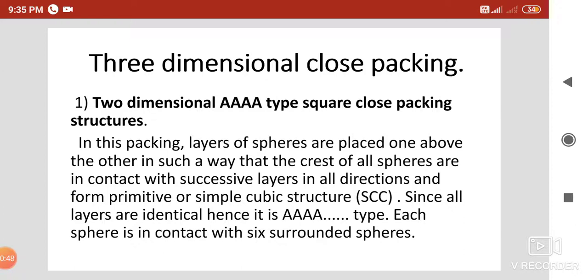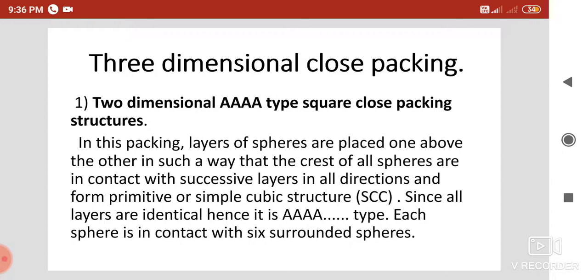Let us start with the first, the three-dimensional close packing from two-dimensional AA type, or we can say square close packing structure. In this arrangement, layers of spheres are placed one above the other in such a way that the spheres of all layers are in contact with successive layers in all directions and form a primitive or simple cubic structure, also called SCC. Since all the layers are identical, it is called AAA type. Each sphere is in contact with six surrounding spheres, so the coordination number of each sphere is 6.